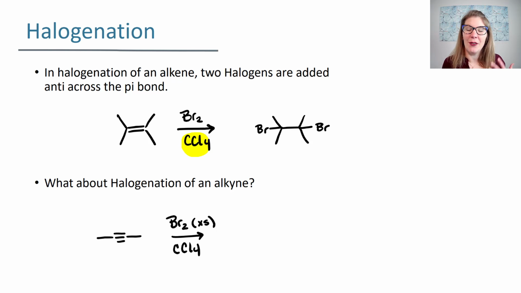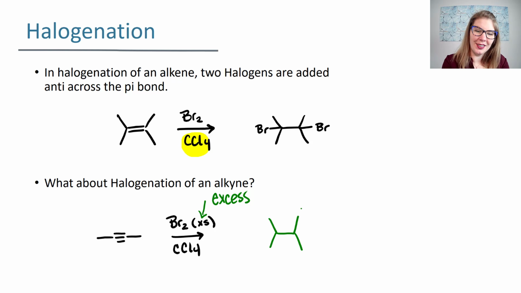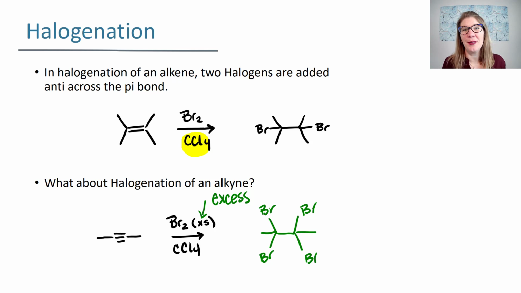Let's start by looking at if we utilized bromine but had excess. Remember that one abbreviation for saying you have plenty is writing the letters XS, which mean excess. So if we had two equivalents or excess Br2, we would get bromine, bromine, bromine, bromine everywhere, right? We'd add a total of 4 bromines across those 2 carbons.